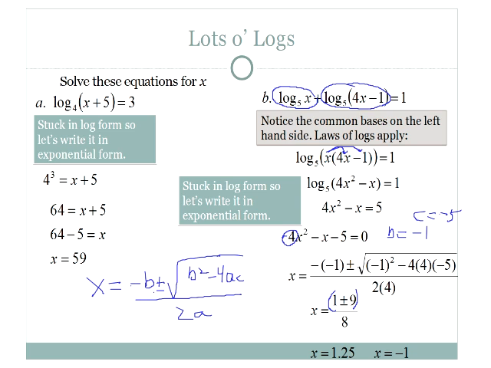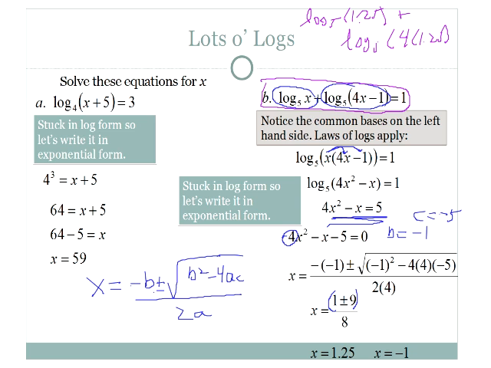Now these answers are the answers to this equation. They may or may not be the answers to our original equation up here. So we have to check them. So if I plug in x equals 1.25 into here, I have log to base 5 of 1.25 plus log to base 5 of 4 times 1.25 minus 1. And when I do that in my calculator, I get an answer of 1.